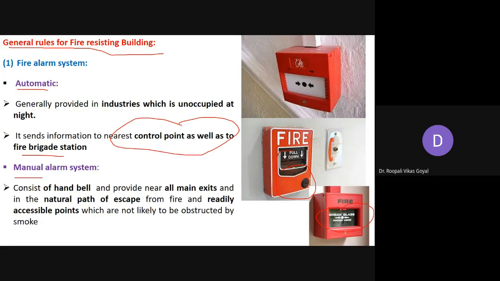Okay. So it consists of a handbell, and generally it is provided near all the main exits, जहाँ पे भी आपका natural path of escape है, at a readily accessible point. Anyone who knows कि fire लग गया है should reach that place and just press it. Okay. And it should be located in such a place that it cannot be easily obstructed by smoke, जहाँ पे smoke नहीं आ जाए. ठीक है. Due to that alarm, everyone would know if fire लग गया है, so everyone can find their escape path. So a fire alarm system होना चाहिए in the fire resistant building.